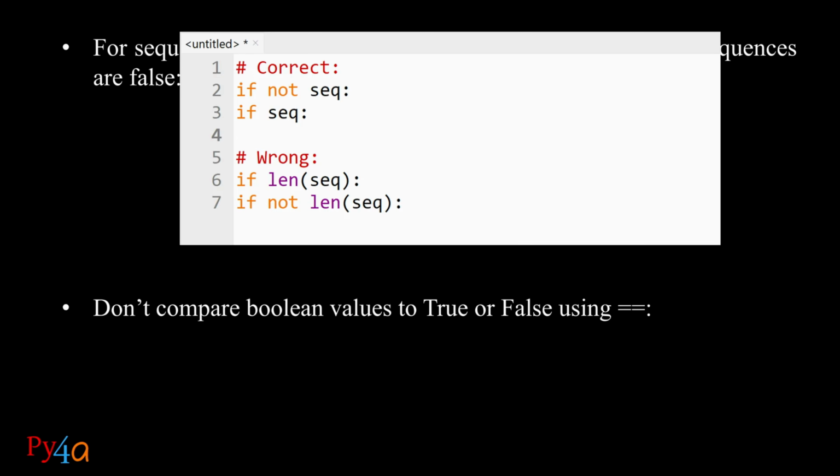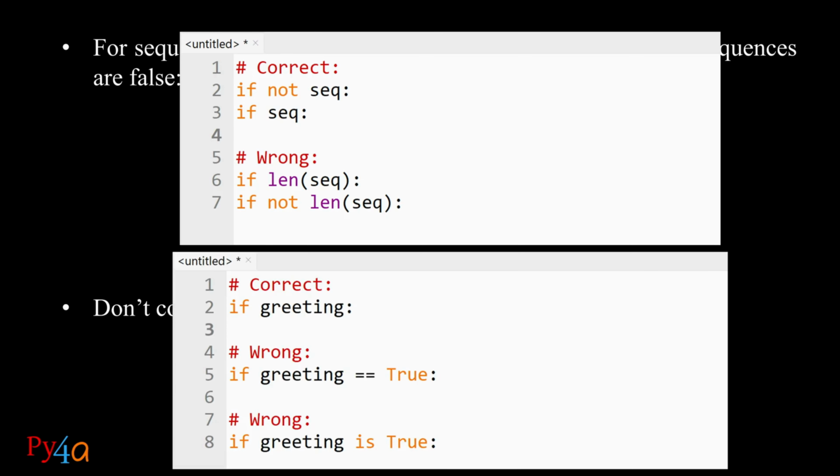Don't compare Boolean values to True or False using the double equal sign. The correct way of doing it is if greeting. The wrong way is if greeting is equal to True. Also wrong is if greeting is True.